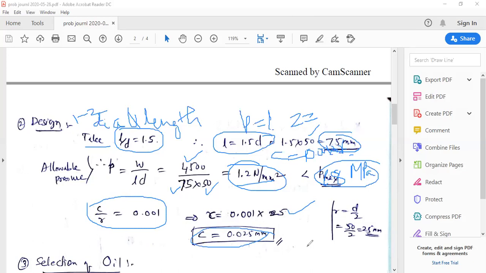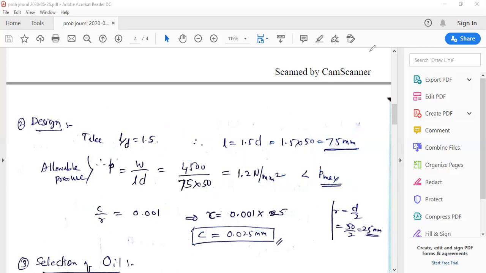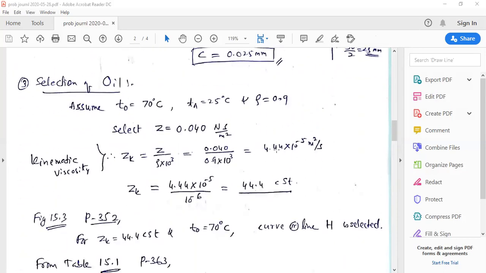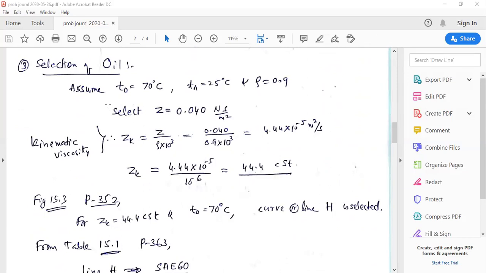With this calculation, next we go for the third step, which is the determination, or identification, of the name of the lubricant. Here, as per the Mahadevan data handbook, the operating temperature is not given, so we have to assume it. We have to refer to figure number 15.3, where the operating temperature is given on the abscissa, and one more value is on the ordinate, which is Zk, the kinematic viscosity, in terms of centistokes.